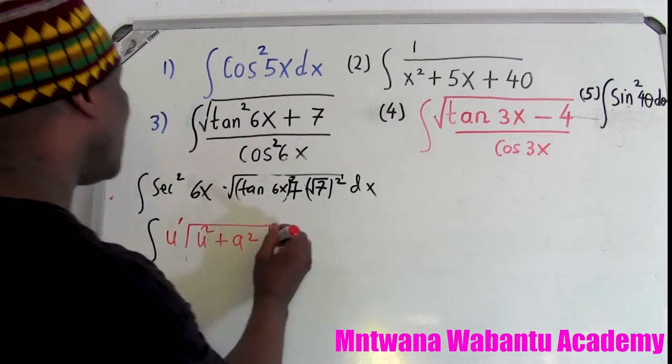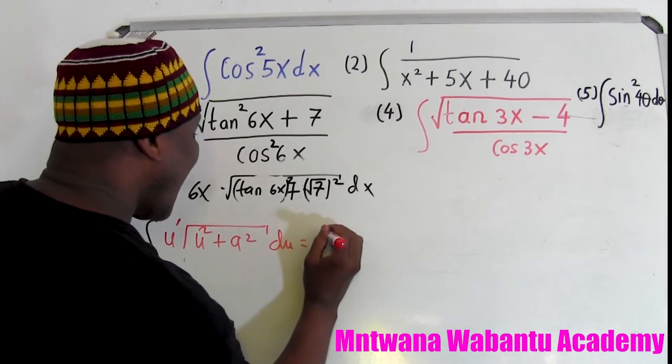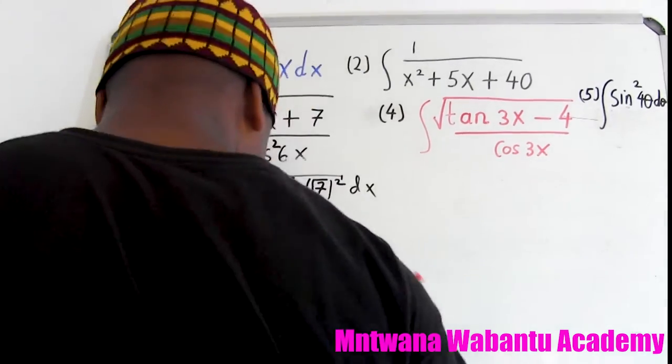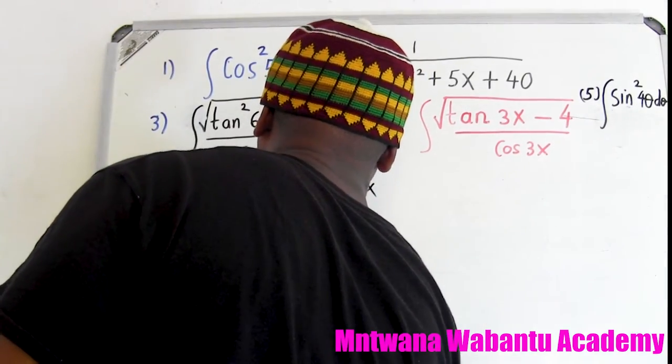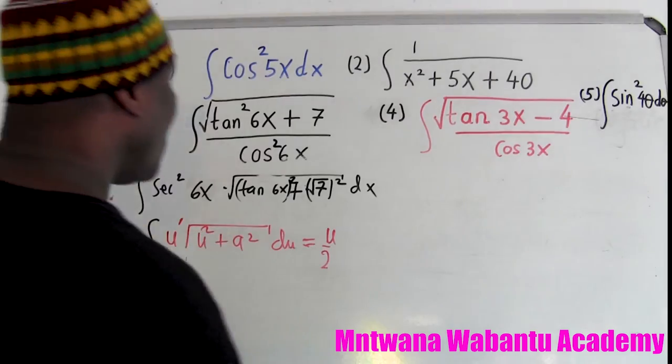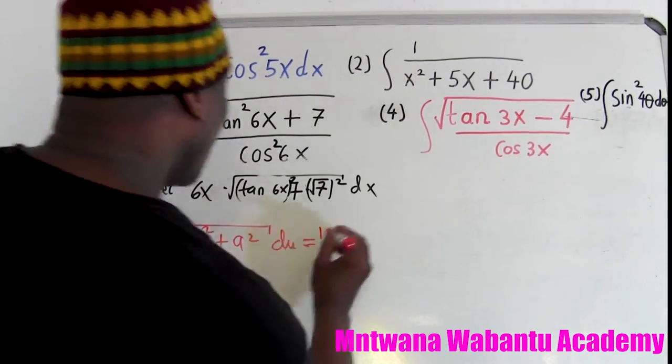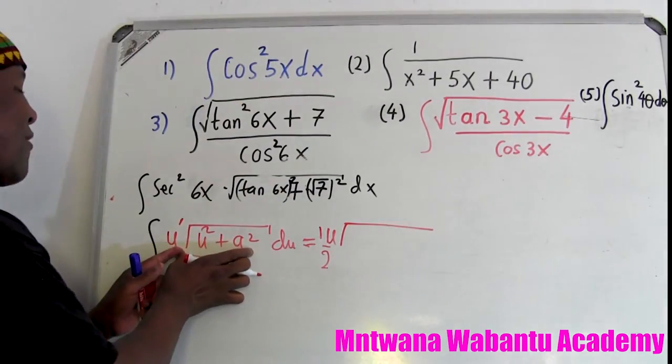If you have this form, you say one over two, or u over two, or half u. Then what you do is say square root, and write exactly what you have here.